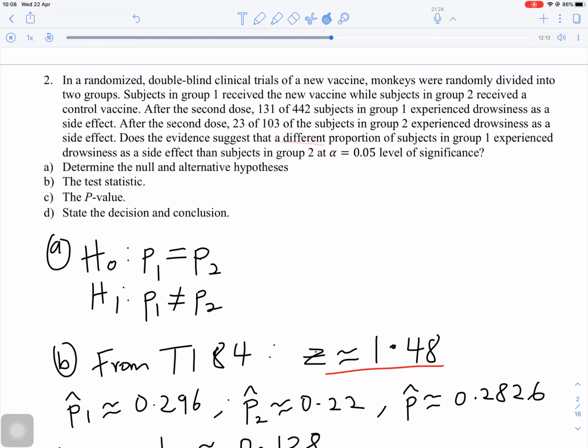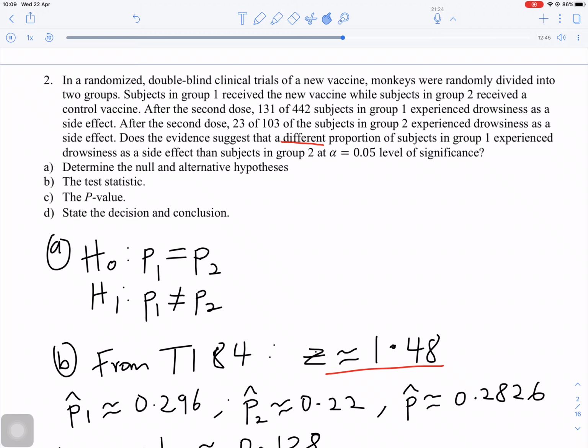Now, what are we testing? It says, does the evidence suggest that a different, okay, so the word different is key over here. So does the evidence suggest that a different proportion of subjects in group 1 experience drowsiness? So because of the word different, that is why we go for not equal to. So the alternative hypothesis will have P1 is not equal to P2.